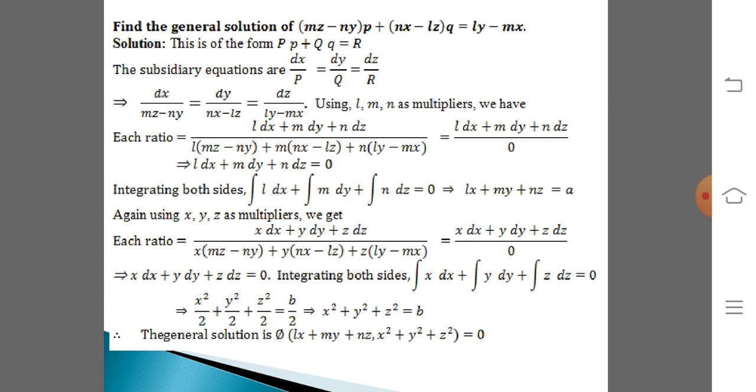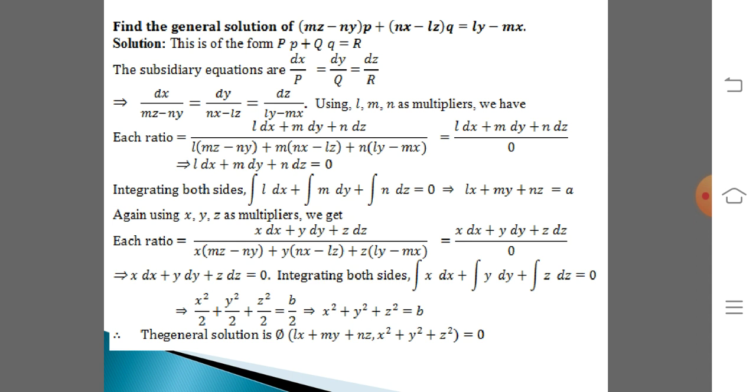So if we choose the multipliers x, y, z, each ratio in the auxiliary equation is equal to x dx plus y dy plus z dz by x into P, that is x into (mz minus ny) plus y into (nx minus lz) plus z into (ly minus mx). If you simplify the denominator, you get 0. So we have each ratio equal to x dx plus y dy plus z dz by 0. This implies x dx plus y dy plus z dz equal to 0.